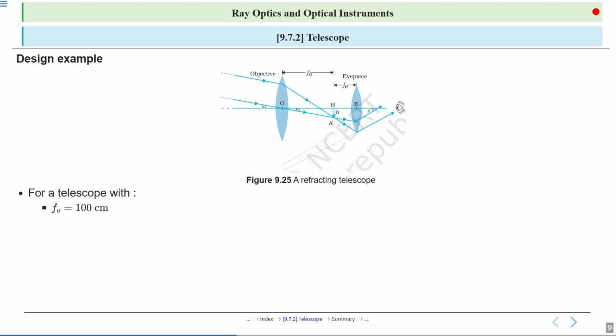The objective lens has a focal length of f0 equals 100 cm. This lens is responsible for gathering light and forming an initial image. The longer the focal length, the more light it can collect, which is crucial for observing distant objects.